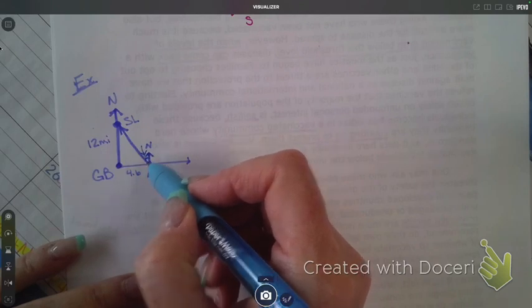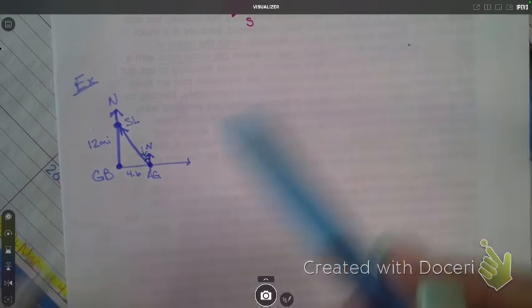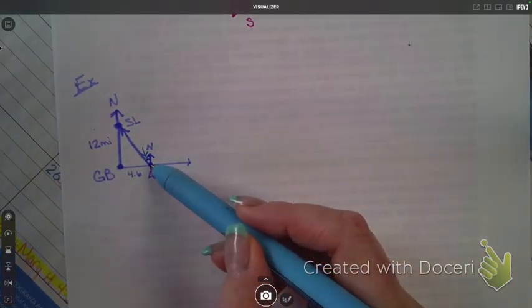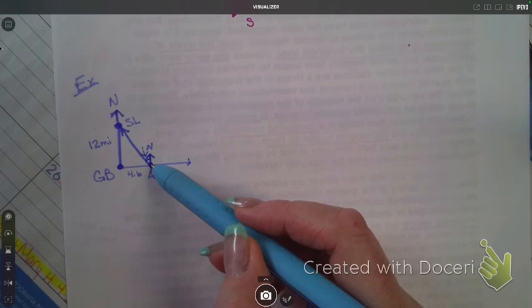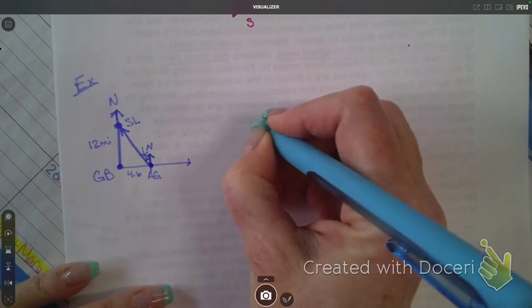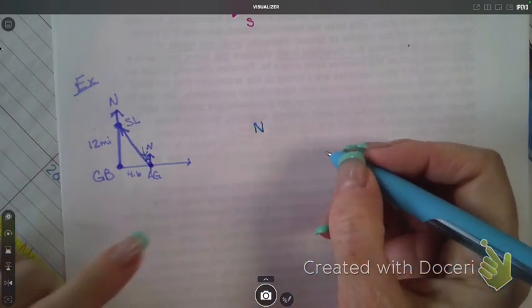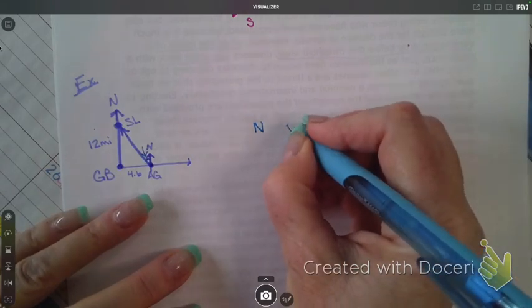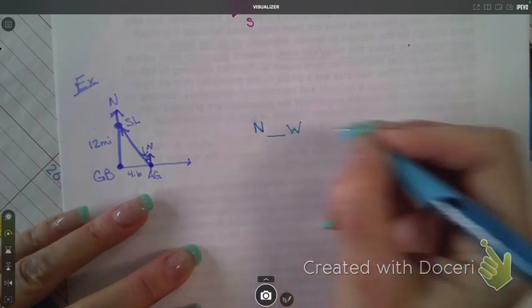Okay, so let's get our north, east, whatever. We went from Arroyo Grande, we went up, so is that north or south? North. And then did I go left or right? Left, so is that east or west? West. So now all I need to find is the angle that goes in there.